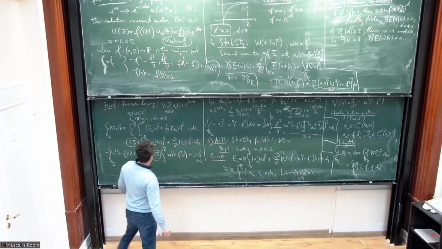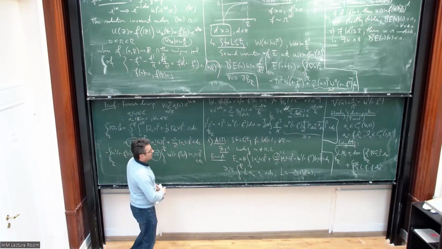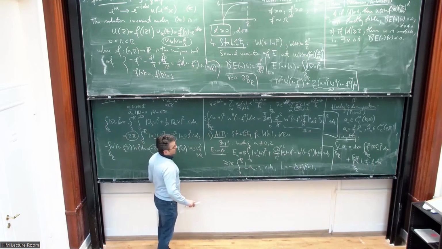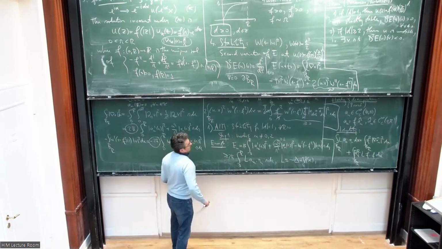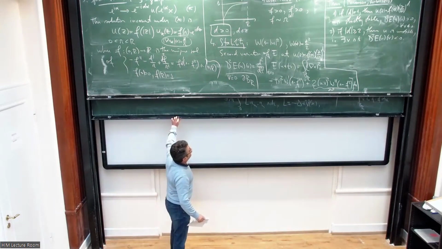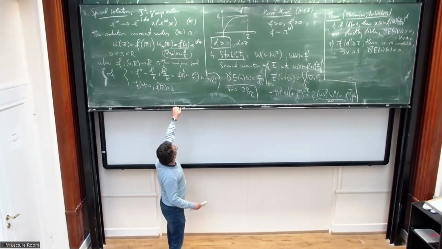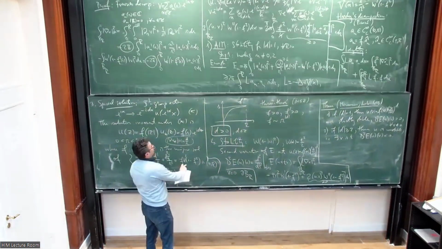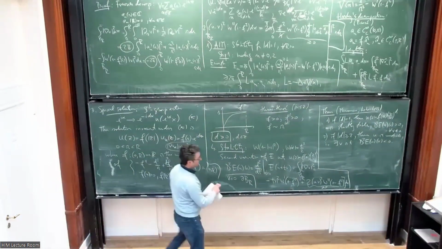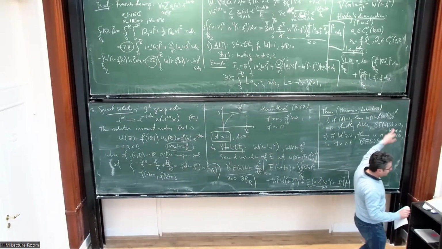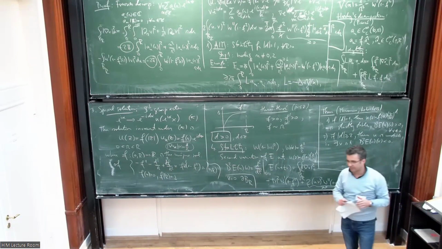So now let's recall what was the equation of f. In fact, LF is 0. That's exactly the equation. So you are done.